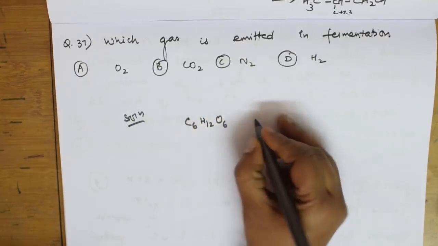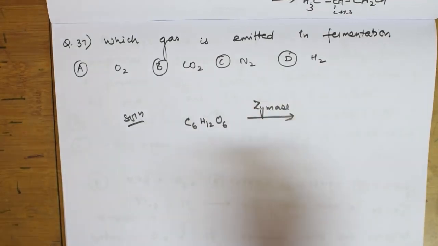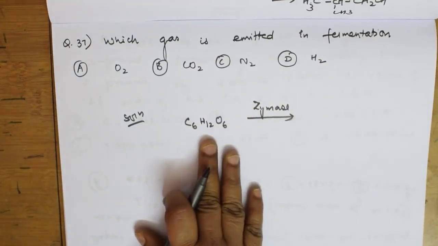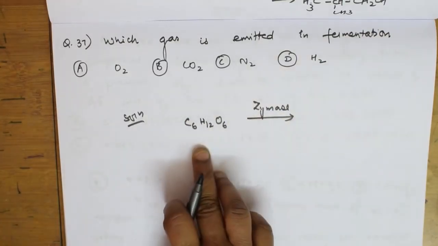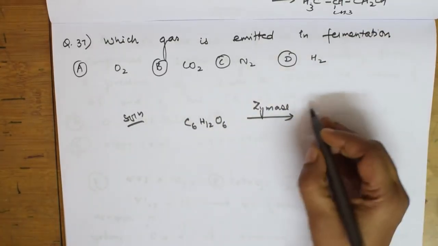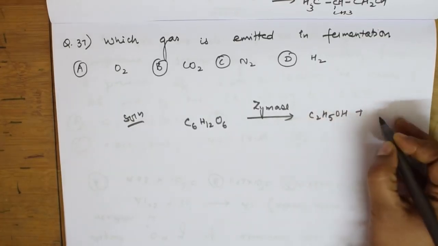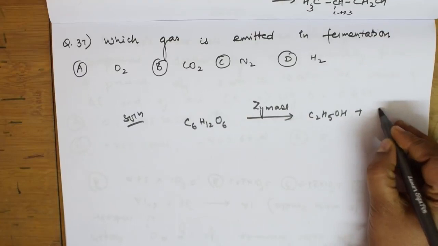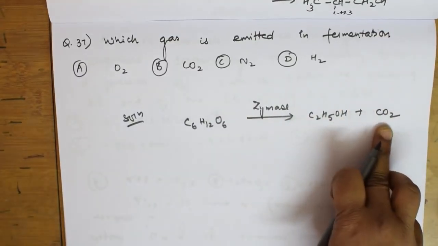C6H12O6, glucose, in the presence of zymase enzyme. What happens? The glucose in the presence of zymase enzyme gets fermented and converted into alcohol, isn't it? Right? So it gets converted to ethanol. During this process, carbon dioxide gas is evolved. This is the most important thing.